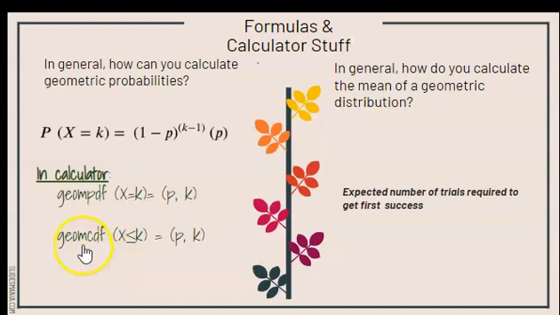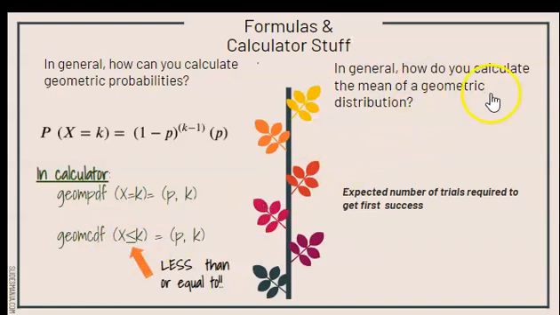The CDF version of the geometric distribution is like the other one. It's a less than or equal to, and you have the same two parameters. But remember, it's adding up all the probabilities up to and equal to this parameter right here. So be careful to use this one only when needed.